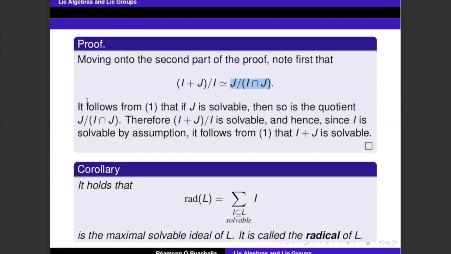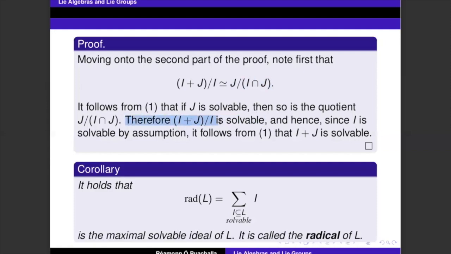Well, from this presentation it follows from part one that if J is solvable, then so is the quotient. Remember, in part one we showed that if something is solvable, then any ideal and the quotient space corresponding to that ideal are solvable. Remember, the intersection of two ideals is an ideal. So the intersection of I and J is contained inside J, it's a sub-ideal of J, hence it must be solvable, and hence the quotient is solvable.